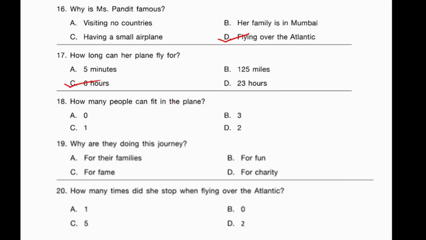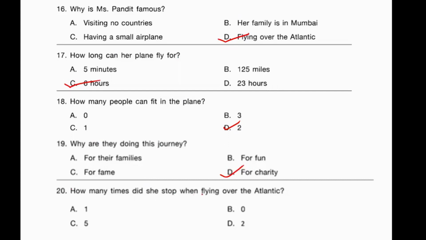Now, how many people can fit in the plane? It has space only for 2 people, right? So option D is the correct answer. Next, why are they doing this journey? They are doing this journey for charity. They were running a group called We, right? Where they want to help the poor girls and women. Okay, for charity, they were doing this journey.